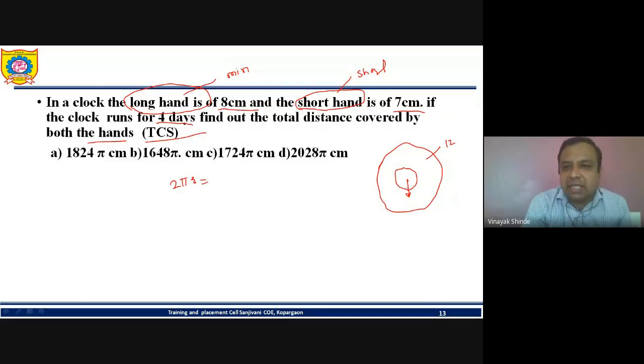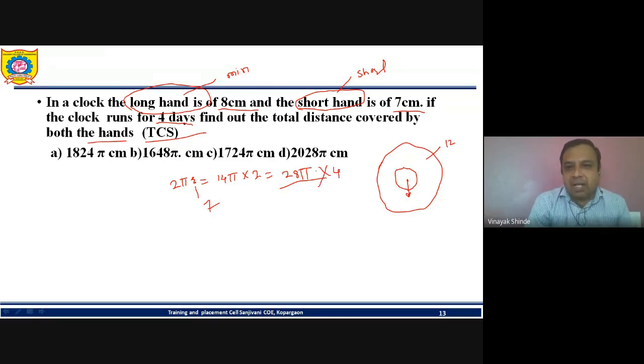This is the radius of the circle, right? So it is 7 centimeter. So how much is the distance traveled by the hour hand in 12 hours? R is equal to 7, so it is 14 pi. Right, in 12 hours. So in one day, means 24 hours, it is 14 into 2, it is 28 pi. 28 pi is the total distance covered in one day. Okay, so in 4 days, how much? You can multiply it by 4.